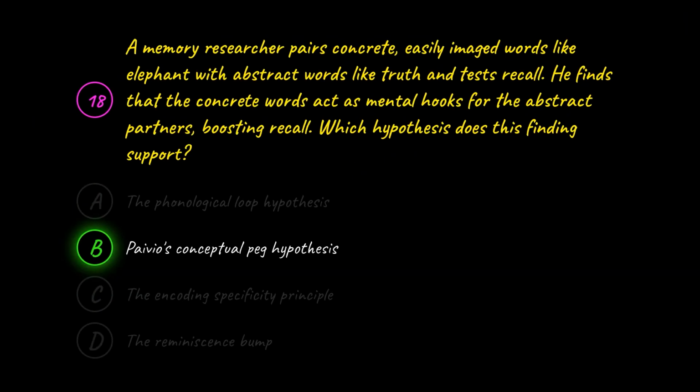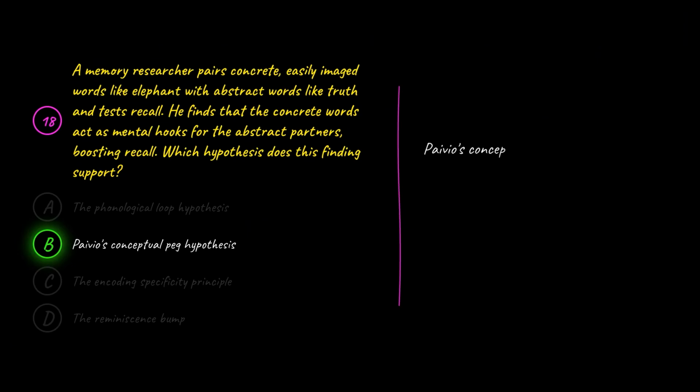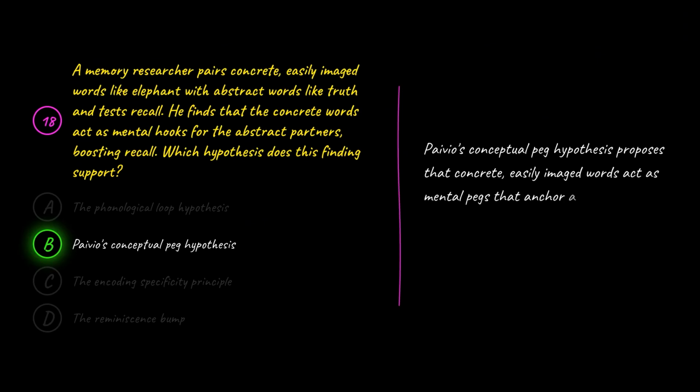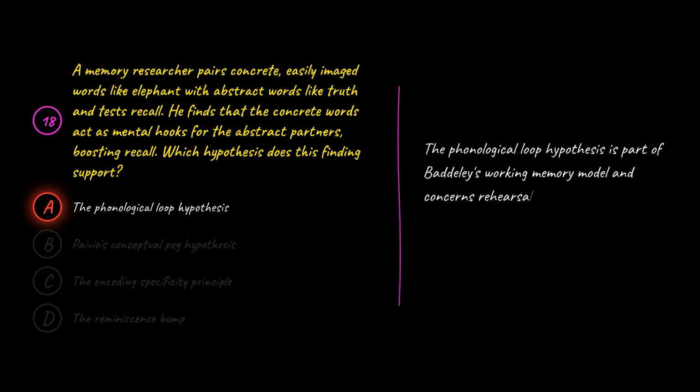The correct answer is B. Pavio's conceptual peg hypothesis. B is correct because Pavio's conceptual peg hypothesis proposes that concrete, easily imaged words act as mental pegs that anchor and recall paired abstract items, exactly the boost the researcher observed. A is wrong because the phonological loop hypothesis is part of Baddeley's working memory model and concerns rehearsal of verbal information rather than visual imagery's role in long-term recall.